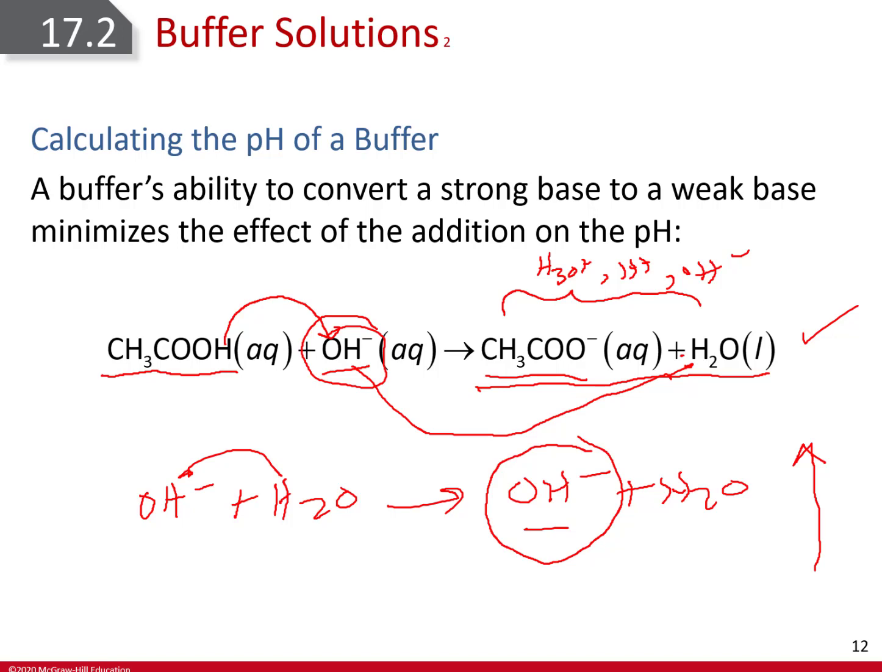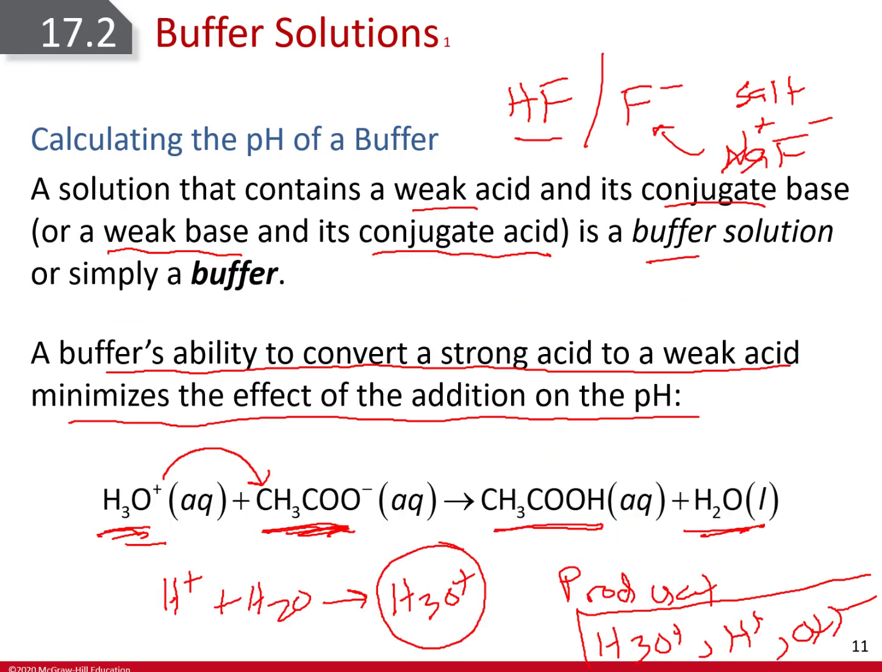And the way that works is the weak acid, in this case, can absorb hydroxide ion. And if we go back to the previous slide, we can see that the conjugate base of the weak acid can absorb hydronium ion to make the molecular acid.